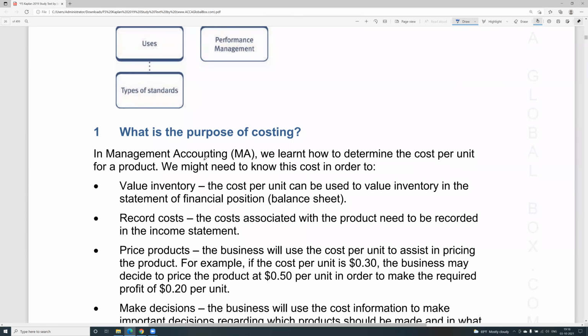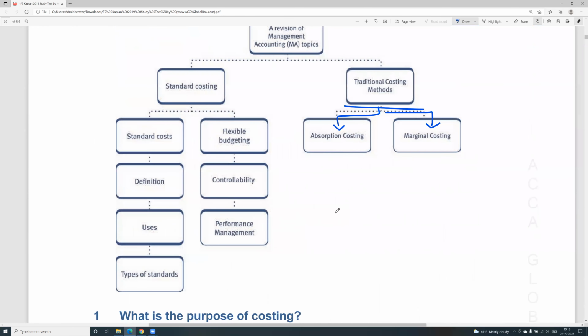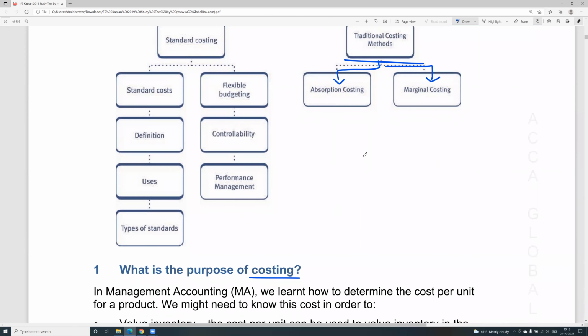Now, what's the main purpose of costing? Why do we as cost accountants do this? Costing is nothing but to get to know the cost of the product. That's why we do this costing.